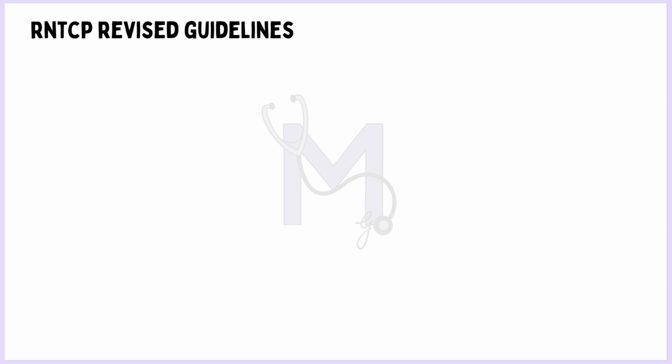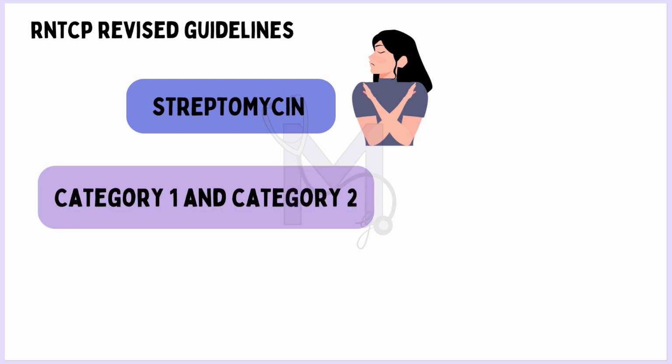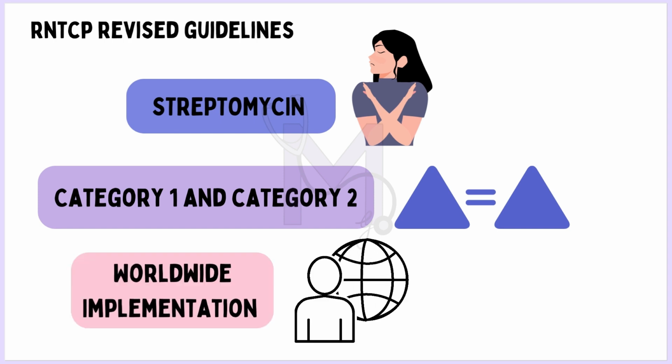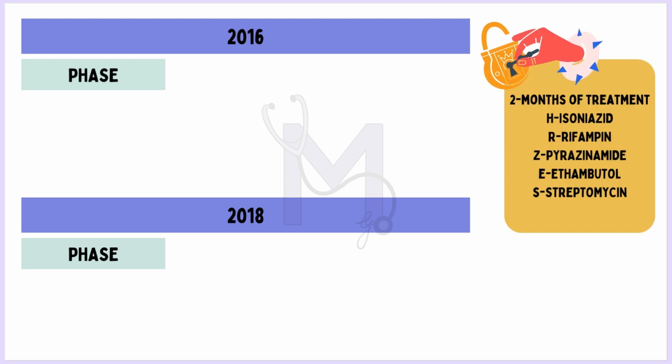Mainly, it stated that now treatment should exclude the use of the drug streptomycin, and the treatment of both Category 1 and Category 2 patients must be the same. This still must be implemented widely, so let's discuss both the guidelines of treatment. Let us use this as our key to understanding the following table.